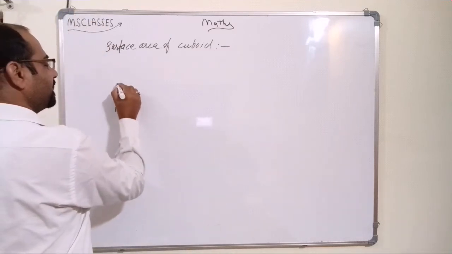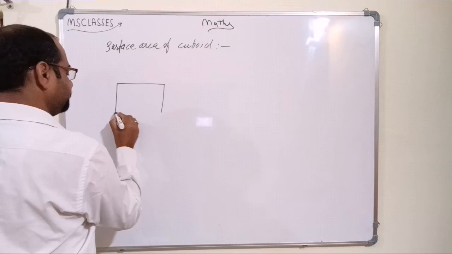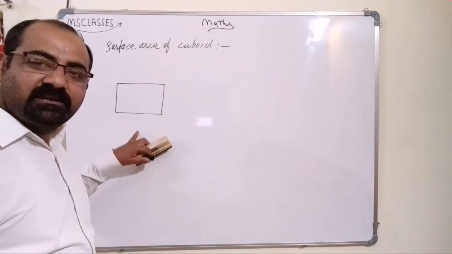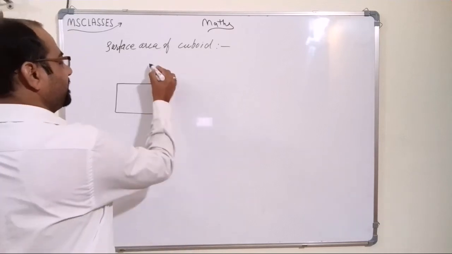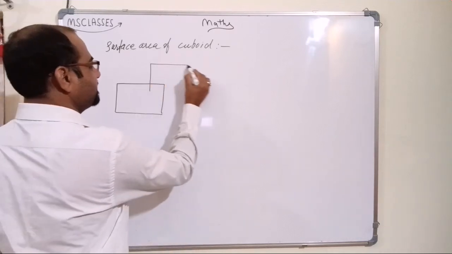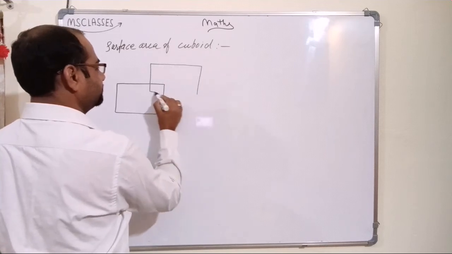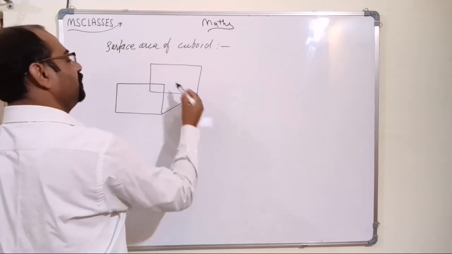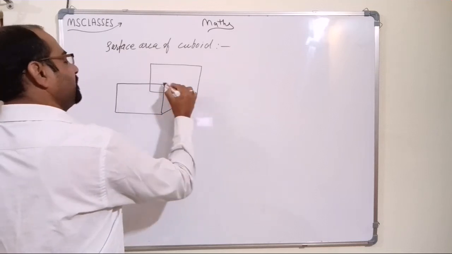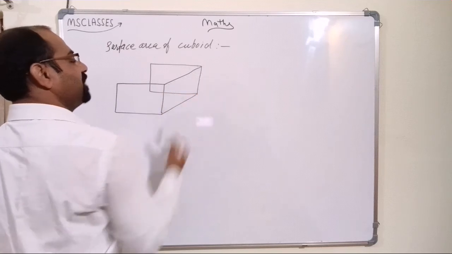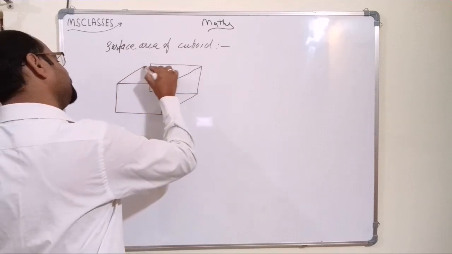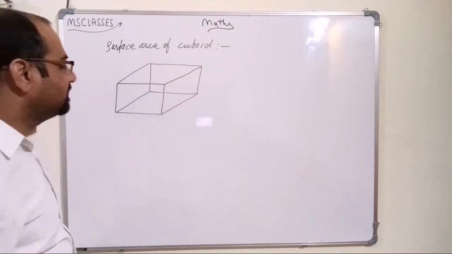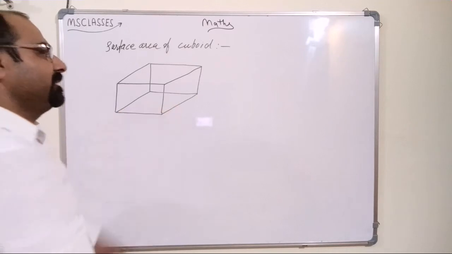Cuboid is made from the rectangle. So this is a rectangle and area of a rectangle is length into breadth. And this is second rectangle. So see, we are very carefully seeing how to make the cuboid. When we join the vertex of one rectangle to second rectangle, then we get a cuboid.